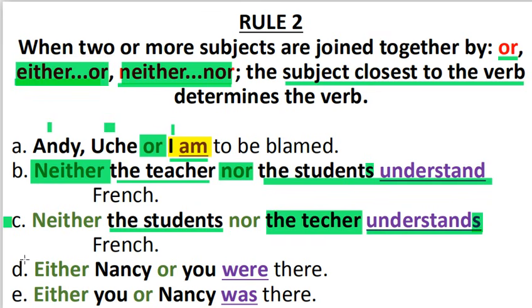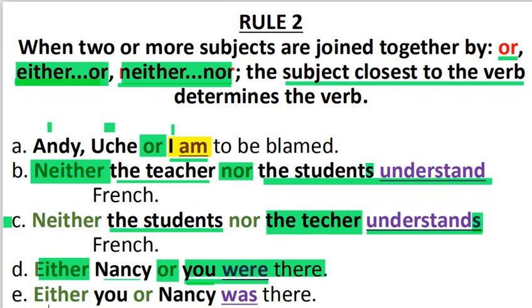Let's go to example D. Either Nancy or you were there. Look at our subjects: Nancy, you, joined together with either or. The verb has to agree with the one that is closer, and you is closer to the verb. That is why we have the verb were. Normally, if you want to make a sentence with you in the past tense, the verb is were. If it was only you, it's going to be you were there. So either Nancy or you were there. The verb agrees with you because you is closer to the verb.